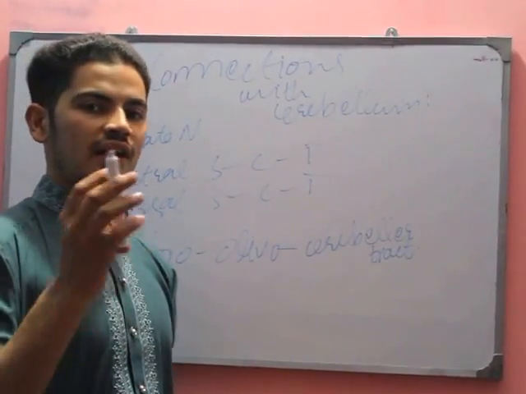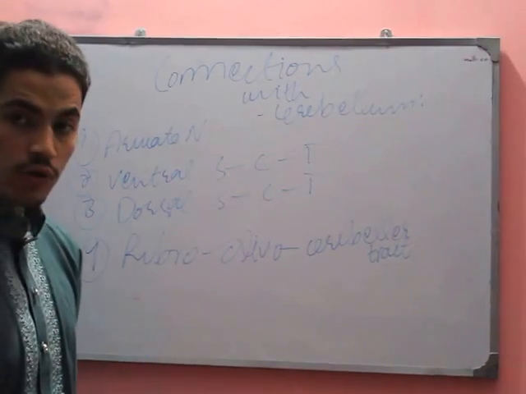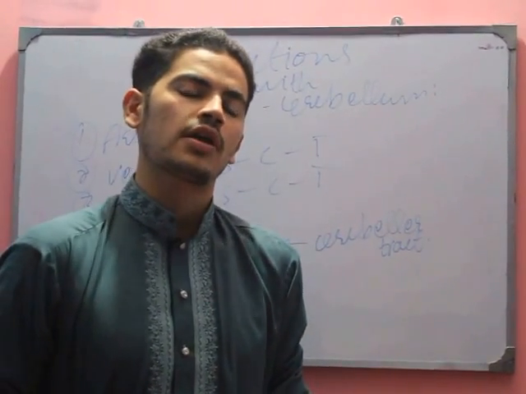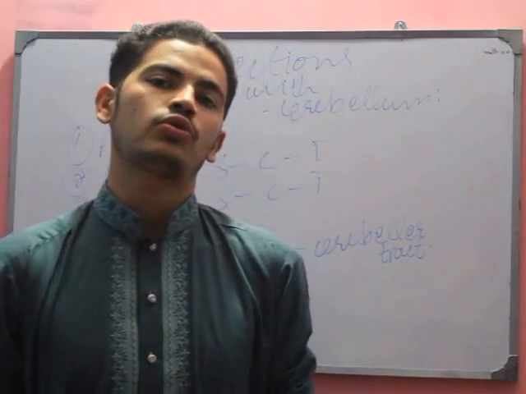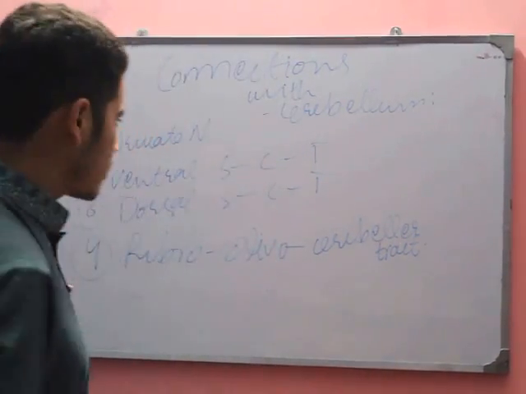And now we will talk about the connection with cerebellum. How your medulla and other brainstem or your spinal cord is connected to cerebellum through the inferior cerebellar peduncle. So let's come to know.